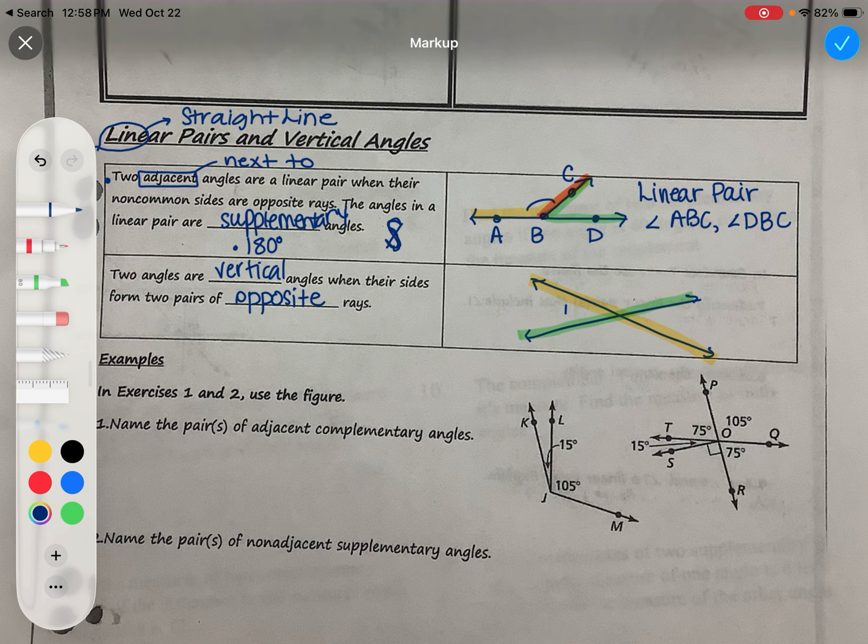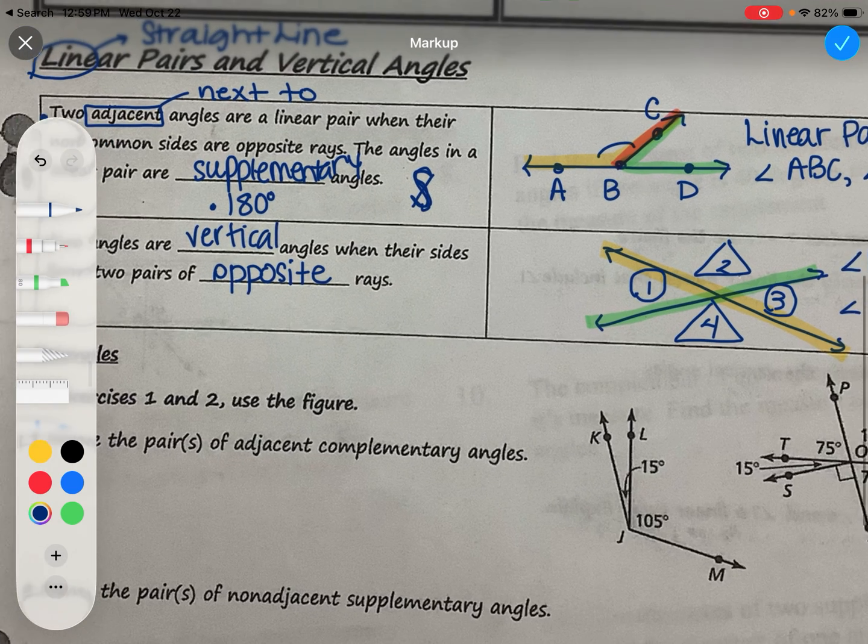So if this was angle 1, 2, 3, 4, you would say, for example, angle 1 is vertical to angle 3. I'm using circles, and I'm going to use triangles. Angle 2 is vertical to angle 4, so they're across from each other. So angle 1 and angle 3 are vertical to each other. Angle 2 and angle 4 are vertical to each other.